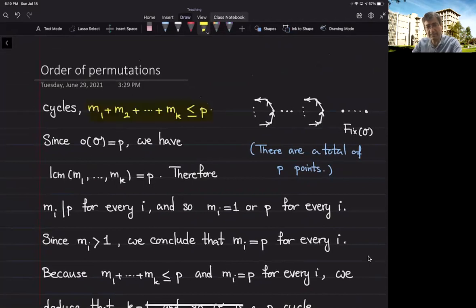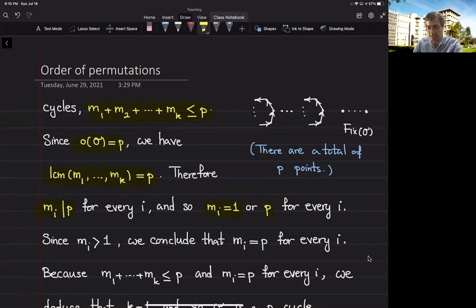Now, on the other hand, the order of sigma is supposed to be p, which means the least common multiple of the m sub i's is supposed to be p. In particular, the m sub i's are supposed to divide p, but p is a prime number. That means every m sub i is either 1 or p. But remember, in a cycle decomposition, these cycles are not supposed to be identity. This means m sub i's cannot be 1. So all those m sub i's are supposed to be p.